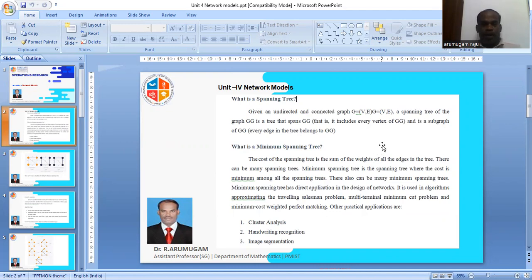Therefore, for the graph G equal to (V, E), a spanning tree of the graph G is a tree that spans G, that is, including every vertex of the graph, and it is a subgraph. It is known as a spanning tree, right?